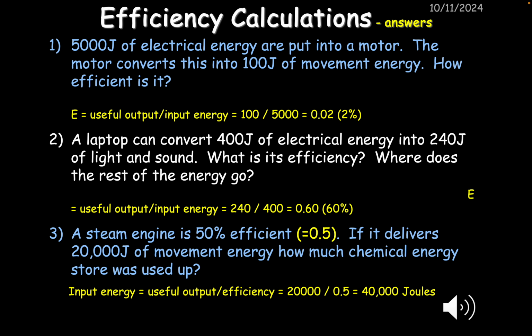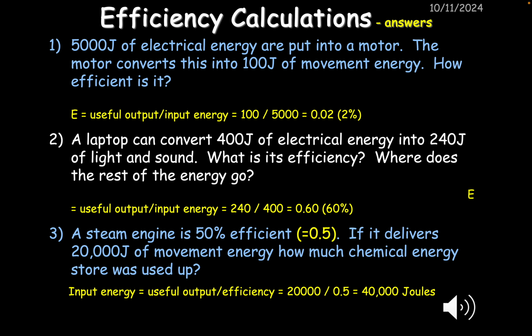The final question, it gives you the efficiency and it tells you how much energy the steam engine delivers. So that's the output. They want you to work out the input energy, which was chemical, because obviously a steam engine will burn coal or something to be the source of its input energy. So to change the equation round, input energy will be useful output over efficiency. And if you can't change the subject of the equation round, you'll need to go and do some revision on that. I'm not going to go through the maths of that. And if you do that, the answer is 40,000 joules.